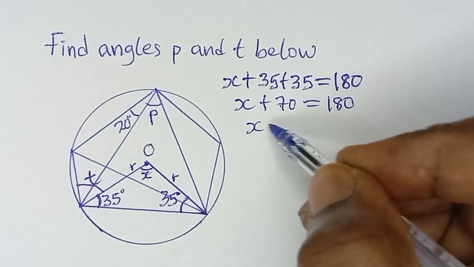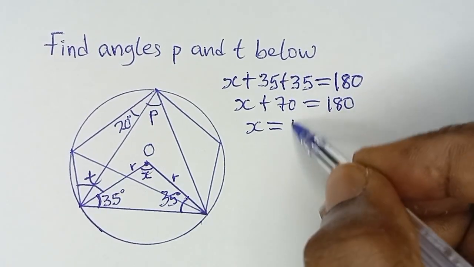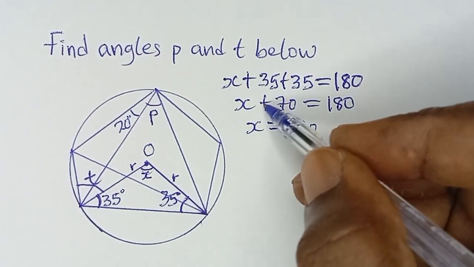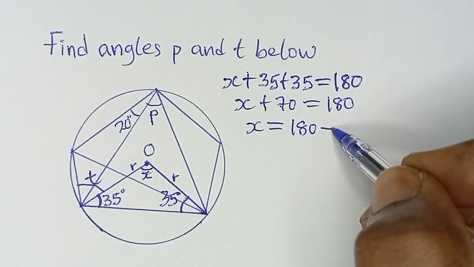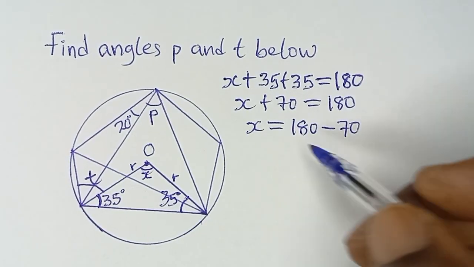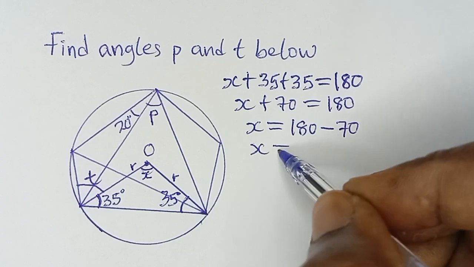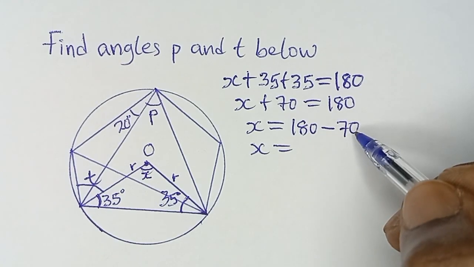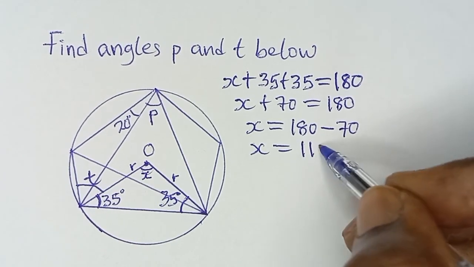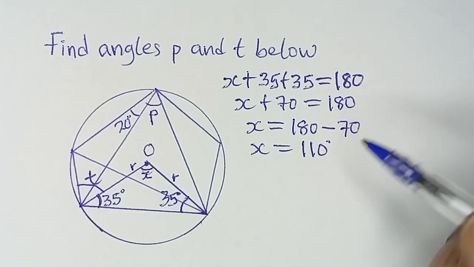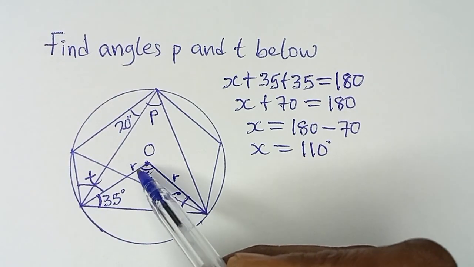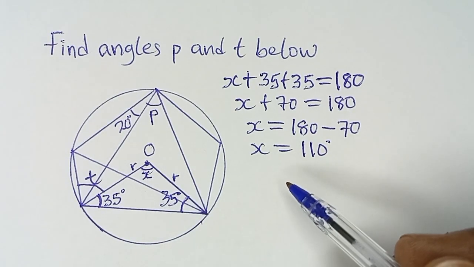And so we can obtain X to be equal to this 180 here. When this positive 70 comes to this side, it becomes negative 70. So X will be equal to 180 minus 70, which is 110 degrees. So the value of X here is 110 degrees.